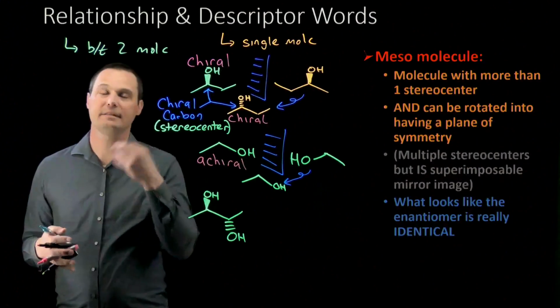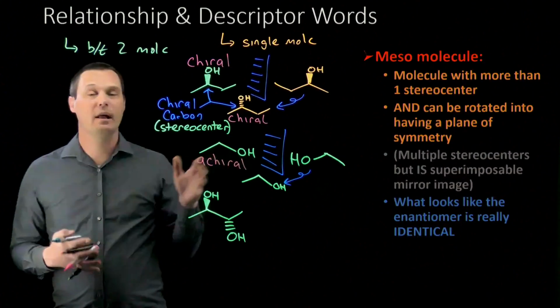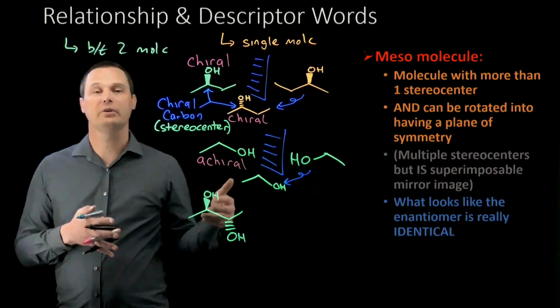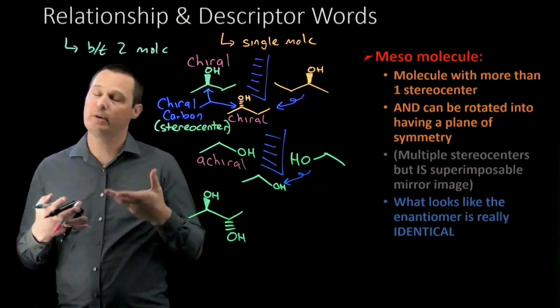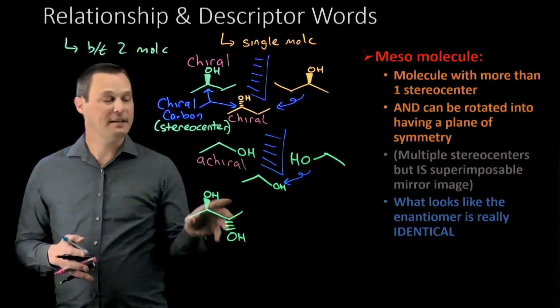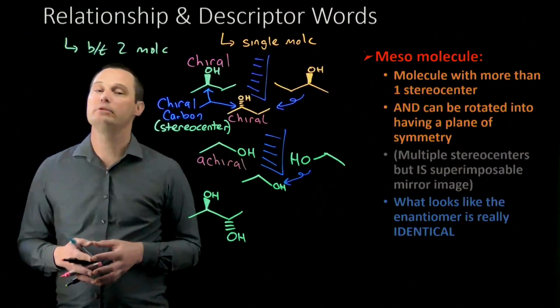You have one nose, and it is meso. In terms of definitions, a meso molecule is a molecule that has more than one stereocenter and has a plane of symmetry, or can be rotated into having a plane of symmetry. A multi-stereocenter molecule is, yes, superimposable on its mirror image.